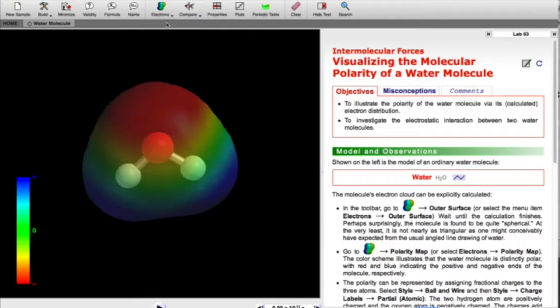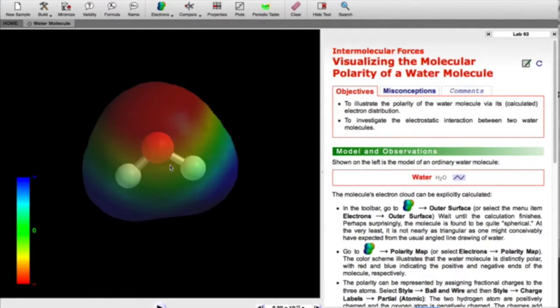The electrons distribute themselves more frequently so that they have a higher probability of being found on the oxygen side of the molecule relative to the hydrogen side of the molecule. We represent this complicated quantum mechanical calculation by a simple color. So areas where the electron distribution is skewed towards higher values, we color those as red. Where the electron distribution is skewed towards lower values, we color that area as blue.